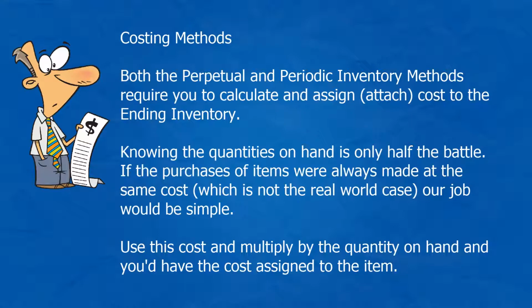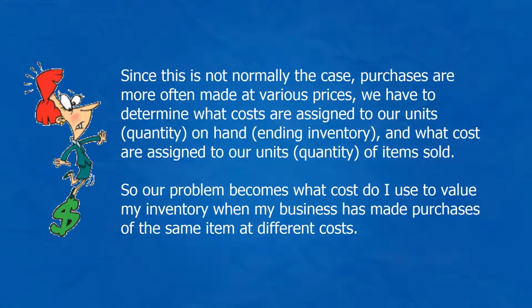If the purchases of items were always made at the same cost, which is not the real-world case, our job would be simple. Use this cost and multiply by the quantity on hand and you'd have the cost assigned to the item. Since this is not normally the case, purchases are more often made at various prices, we have to determine what costs are assigned to our units quantity on hand, ending inventory, and what costs are assigned to our units quantity of items sold.